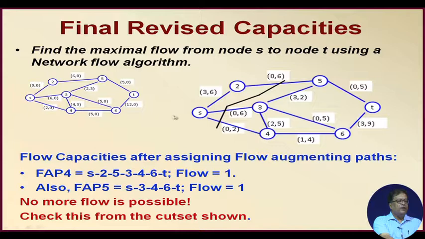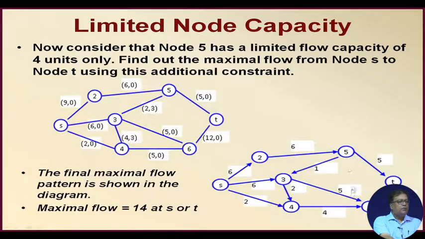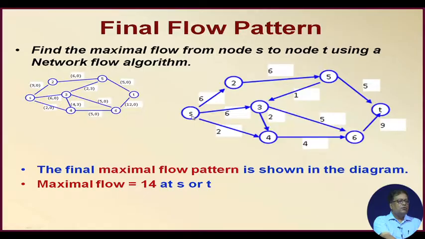How do we find it? Look here, this is 3 6. It was 9 0, and it has become 3 6. So, the forward flow capacity reduced from 9 to 3, so a flow of 6 is assigned. Exactly this is what we do. The flow is 6, 6, 2, 6, and 1 is going in the reverse direction, flows of 2, 5, 4 and 9, right.